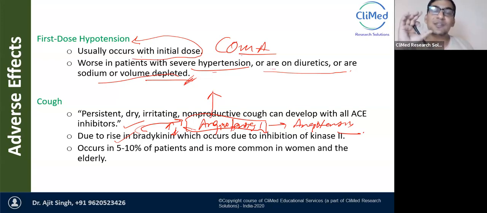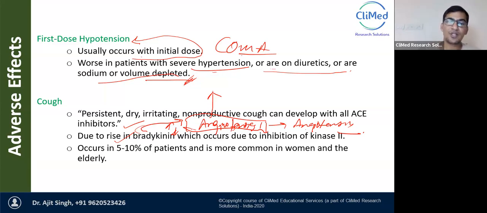Understand? This is simple. See, what does ACE do? ACE converts angiotensin 1 into angiotensin 2, right? So when ACE inhibitors go into the body, in the lungs, they will inhibit the ACE. So angiotensin 1 will not be converted into angiotensin 2, and ACE is also called kininase 2, which breaks down bradykinin. So that bradykinin will not be broken down, and that's how there will be raised levels of bradykinin. Bradykinins are known for allergies, cough, or angioedema.